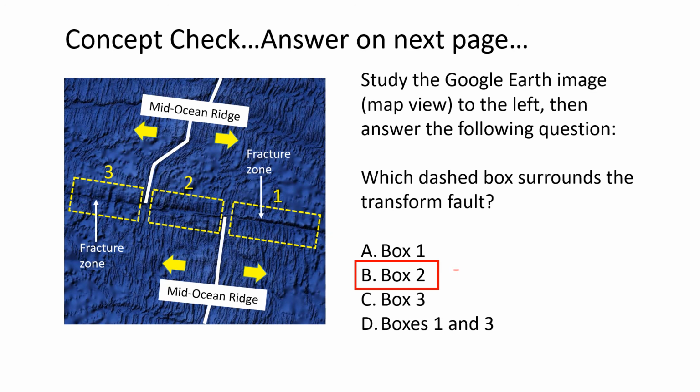Hopefully you answered correctly. It's box 2, because again, it's only box 2 that's in between the two mid-ocean ridge segments here and here. Segments 1 and 3, by the way, are fracture zones. They occur on the flanks of the transform fault. And again, the main distinction here is that fracture zones are not plate boundaries, whereas transform faults are plate boundaries.